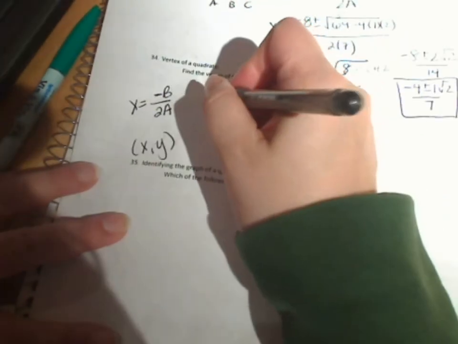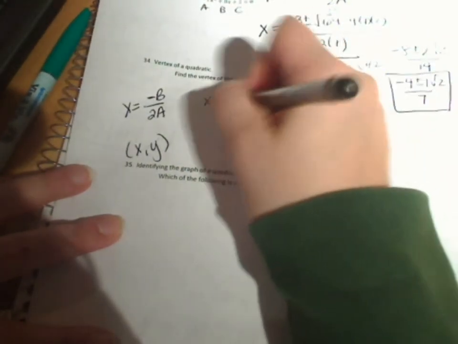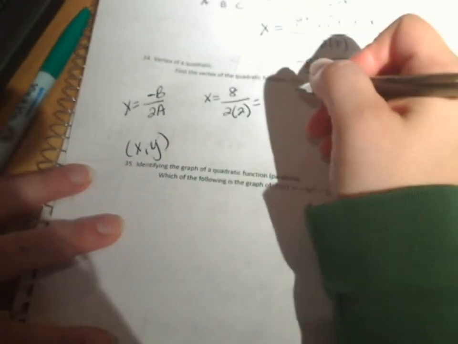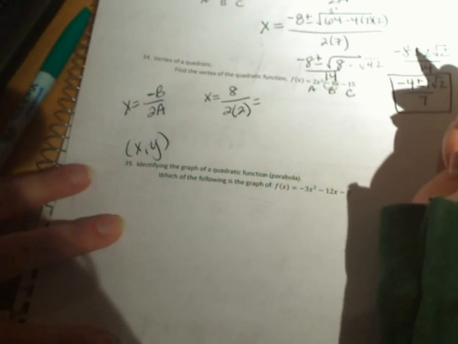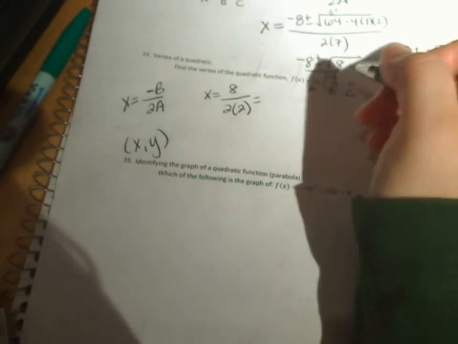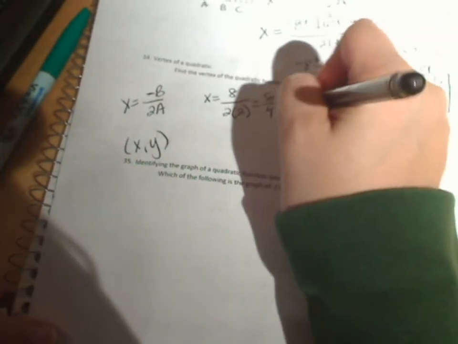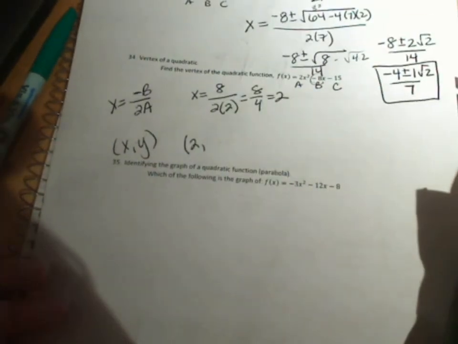x equals the opposite of b, so I have a negative 8 for b. It's going to be positive 8 over 2 times my a value, which is 2. So 8 over 2... Oh no, I'm sorry. So 8 over 4, which is 2. Sorry about that. So my x value for my parentheses is 2. That's the first coordinate of the vertex.